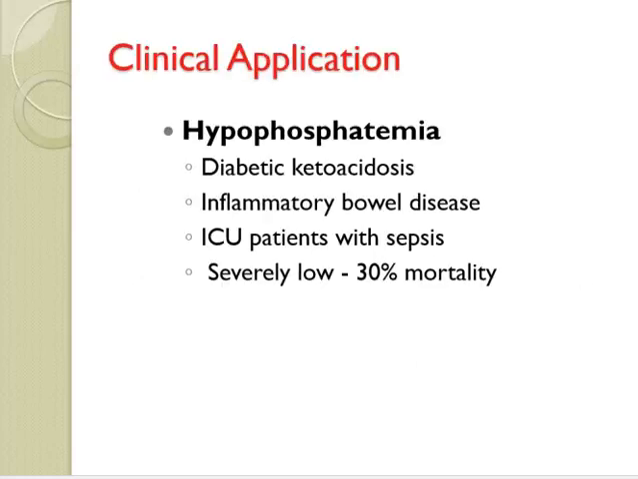Hypophosphatemia can be caused by diabetic ketoacidosis and inflammatory bowel disease. ICU patients with sepsis can end up with hypophosphatemia, and patients that are severely low in phosphate end up with about a 30% mortality rate.